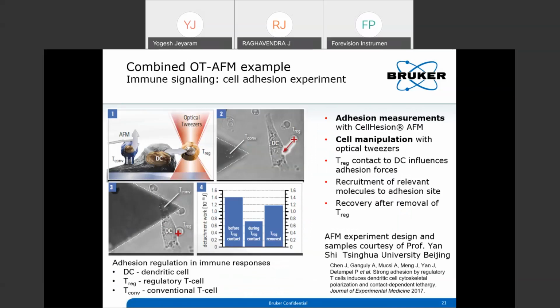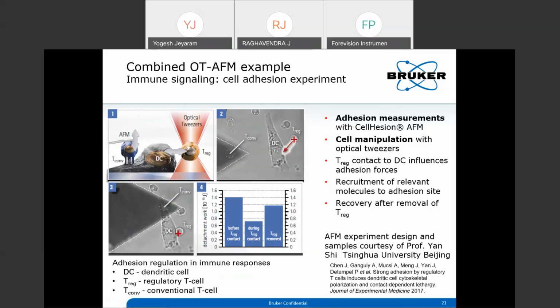So here is, for example, a study that we did. You have an AFM with a conventional T cell attached to the AFM cantilever. You have the dendritic cell, and you have a regulatory T cell, right? What we are studying here is the detachment work that we need to do to detach the conventional T cell from your dendritic cell, and what the role of the regulatory T cell is in this mechanism. You can see before the regulatory T cell is in contact with your dendritic cells, this amount of work needs to be done to detach. Once the regulatory cell is lowered, the force suddenly drops, right? It almost halves to detach. And then when you remove the regulatory cell, it recovers, but it's still not the same as before, right? So this is the kind of experiment people do.